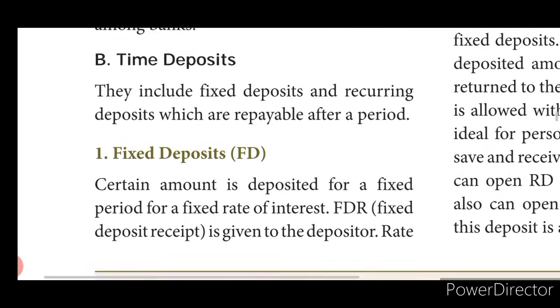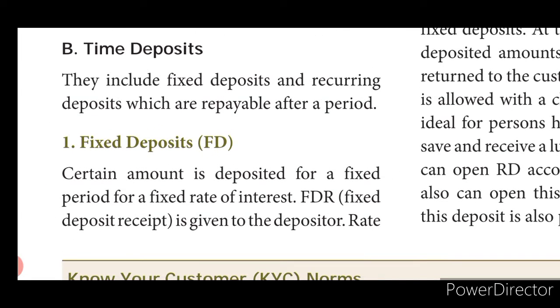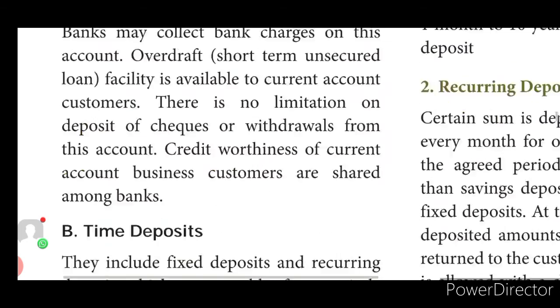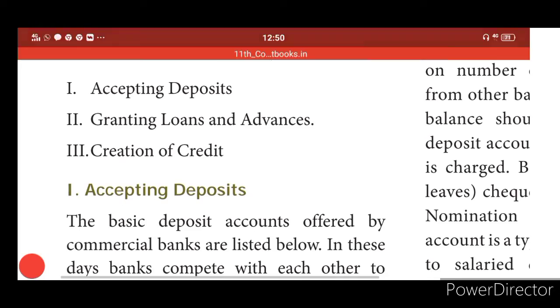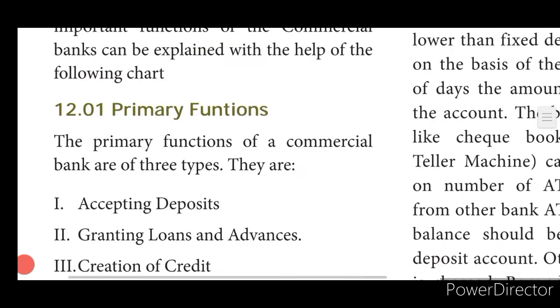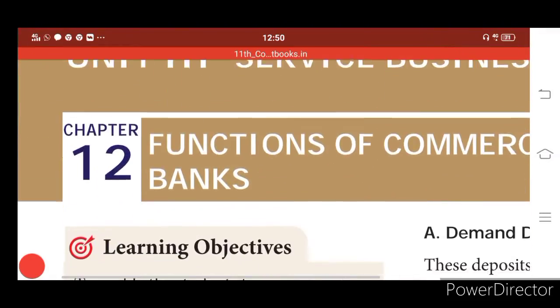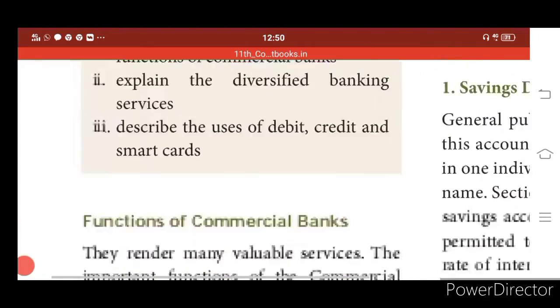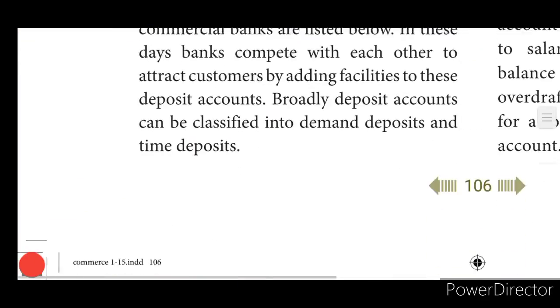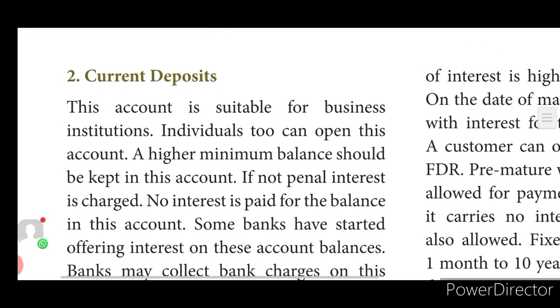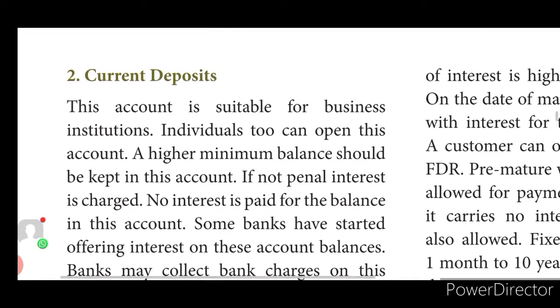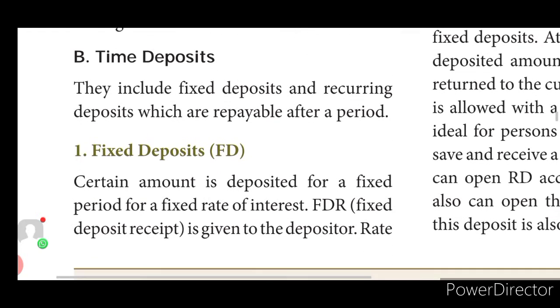Okay, see time deposits. The first category, what did we see? The first category we saw is accepting deposits. Under accepting deposits, we saw the first category, demand deposits. Under demand deposits, we completed the saving account and the current account. So the next one is time deposits.